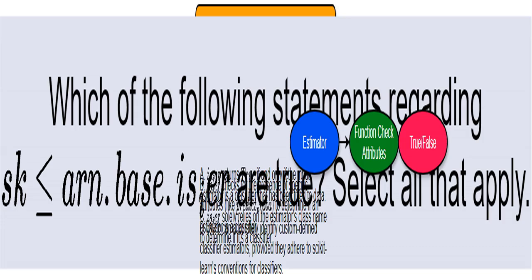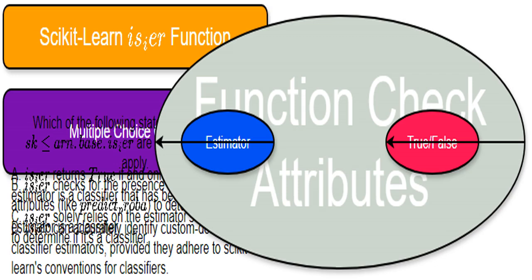The function checks whether a given object is a classifier. The is_classifier function doesn't just look at the name of an object. It checks specific attributes to determine if it's a classifier. For example, it might look for attributes like predict_proba, which predicts probabilities, or classes_, which means the model has been trained and knows different categories.